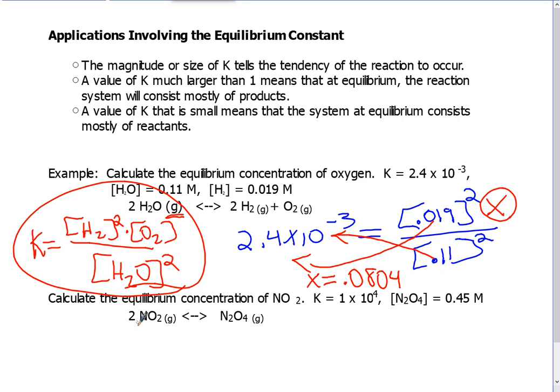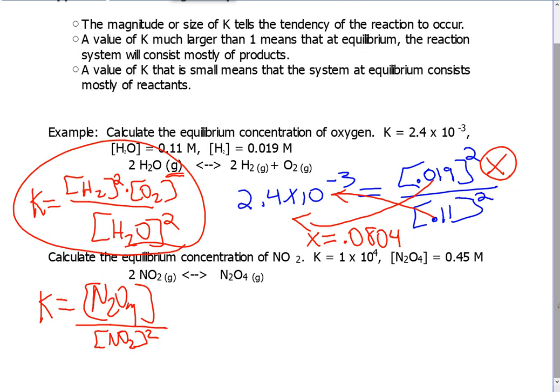Same thing's going on with this one. We're going to write down the setup. K equals N2O4 over NO2 squared. Let me move the board a little bit. There we go. And what do I know? I know K. That's 10,000. 10 to the fourth.